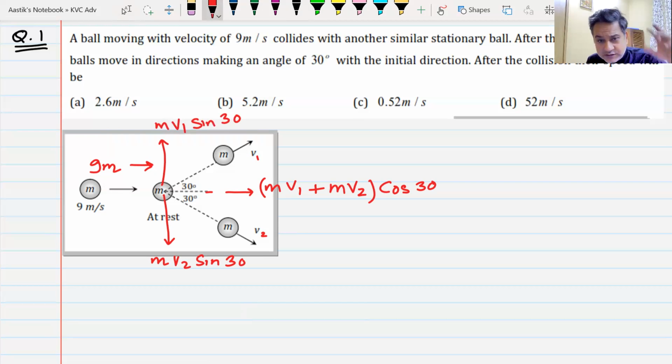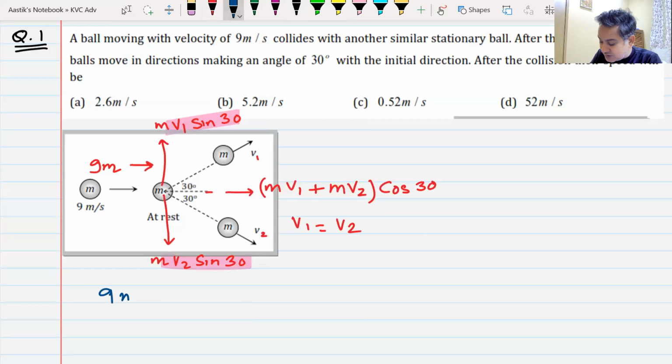Now, there was no initial momentum along the y-axis, so there should not be any momentum along the y-axis after collision as well. So this thing and this thing must equate. Yes or no? Yes, sir. Everything is same. That means v1 and v2 both are same. You can take this as a note: if they are moving at the same angle with the same mass, their net momentum along the y-axis will cancel each other out. So they will have the same velocity. So you just have to apply this equation along the x-axis, where v1 and v2 are both equal.